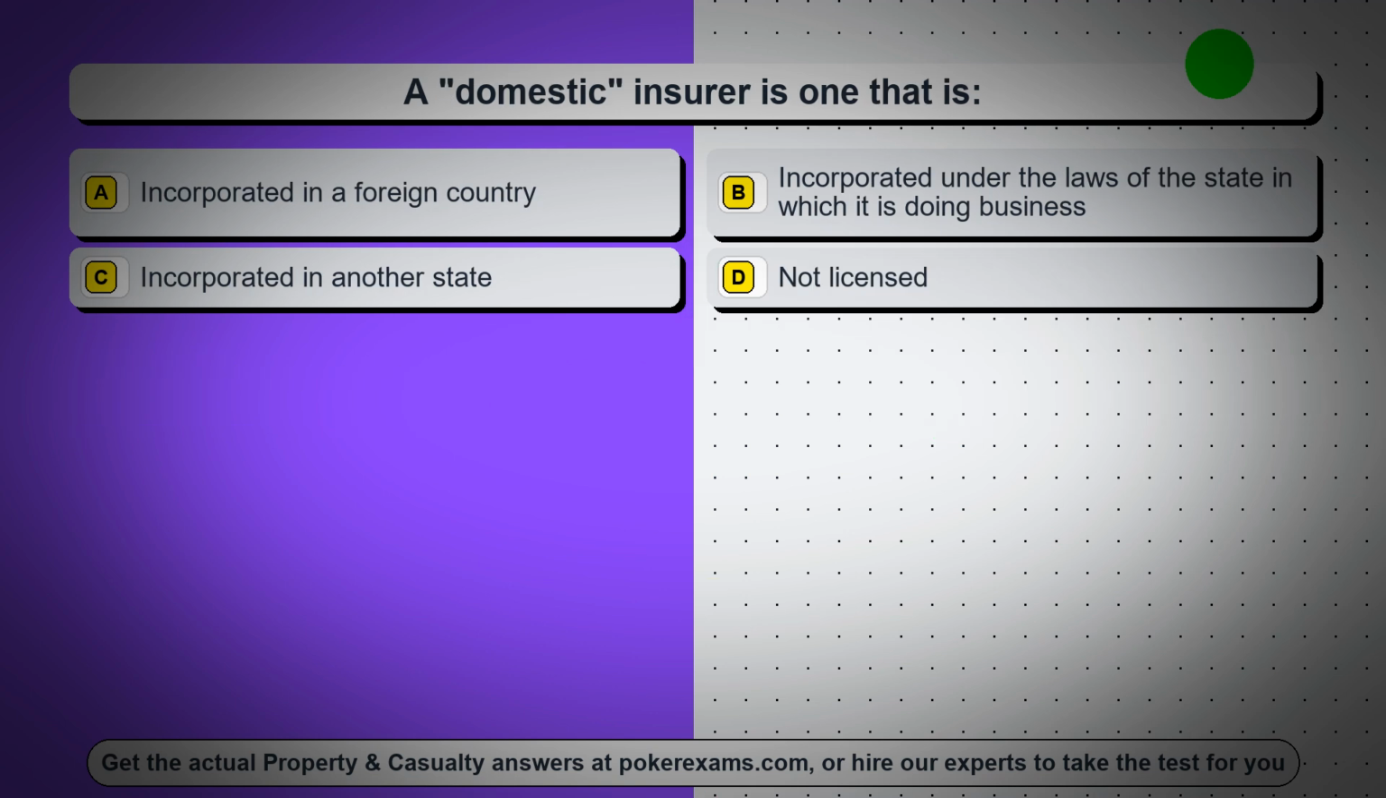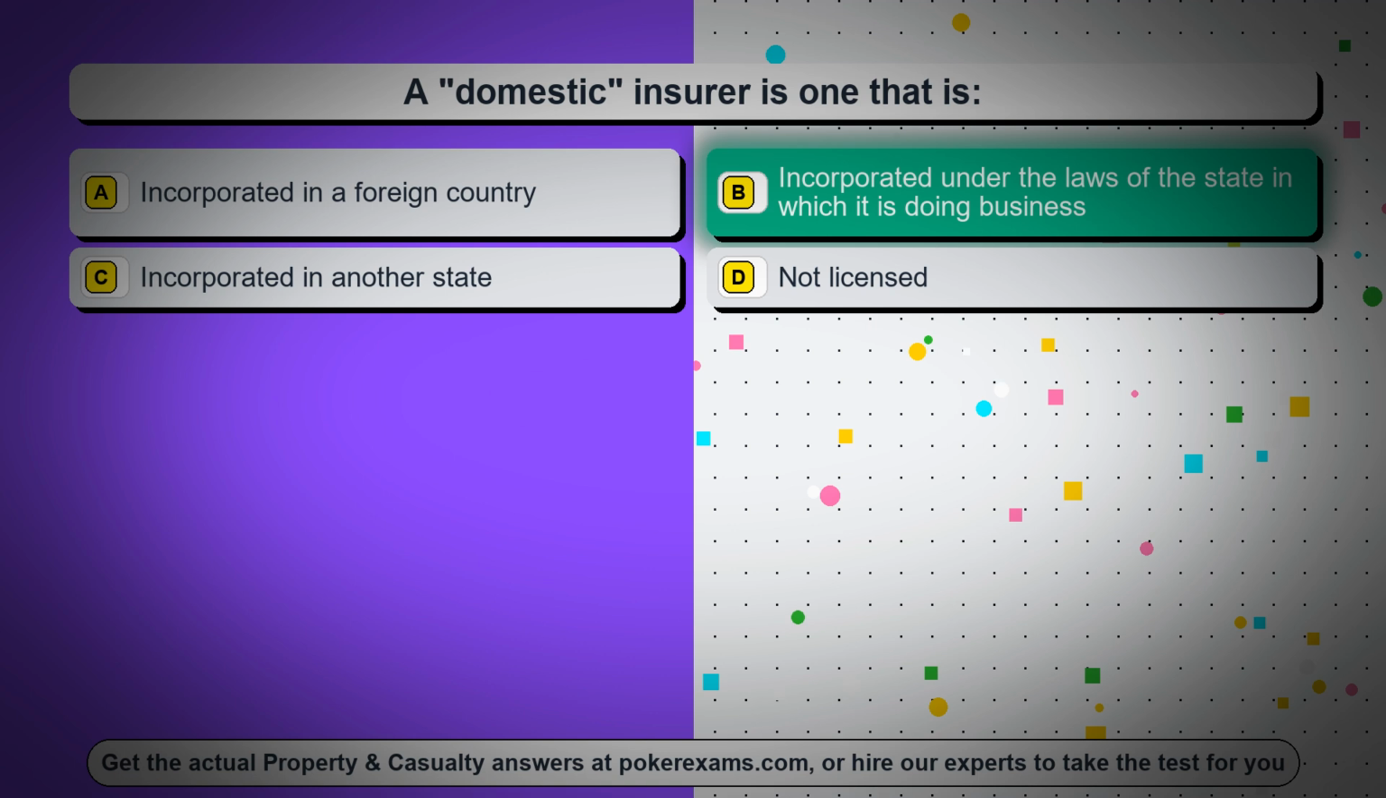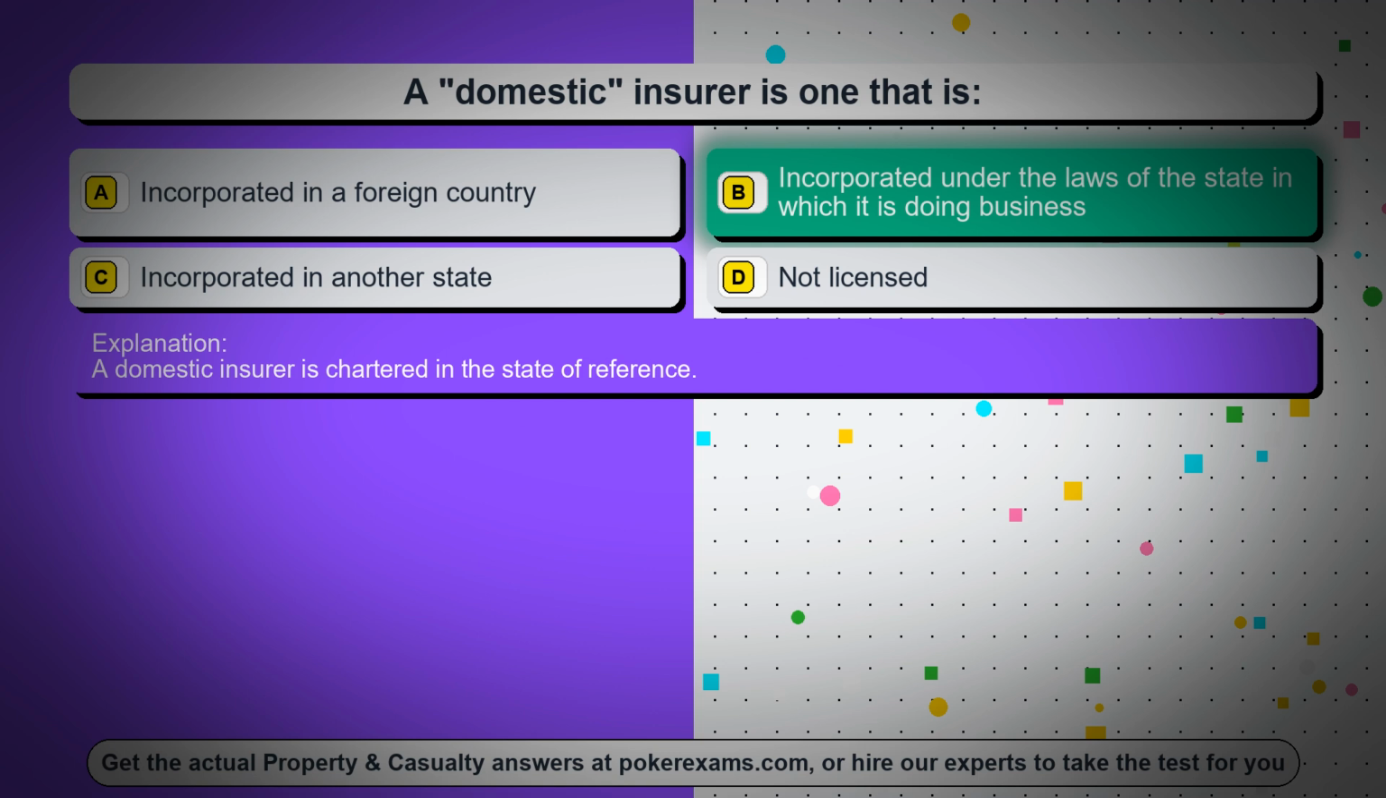Question 72. A domestic insurer is one that is: Option A, incorporated in a foreign country. Option B, incorporated under the laws of the state in which it is doing business. Option C, incorporated in another state. Option D, not licensed. The correct answer is option B. Incorporated under the laws of the state in which it is doing business. A domestic insurer is chartered in the state of reference.